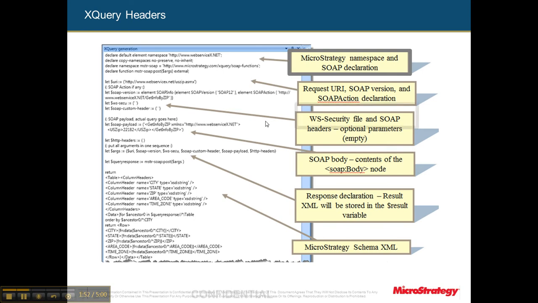WS security file and SOAP headers are going to tell what kind of security it is and what other custom header information is available. SOAP body is where we tell what web service we are going to access and how we are going to access it. If we have any specific parameters, we can provide them through the body. MicroStrategy actually builds all these for us when we go through the XEG wizard.